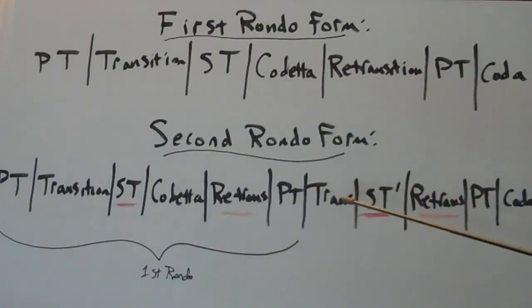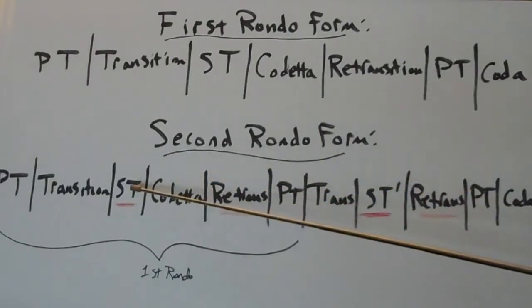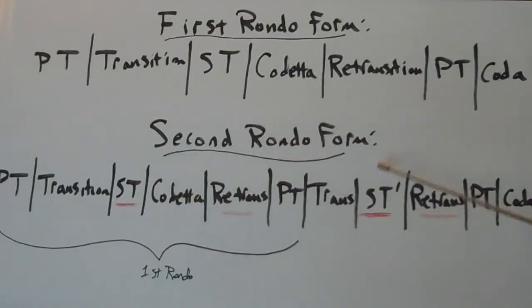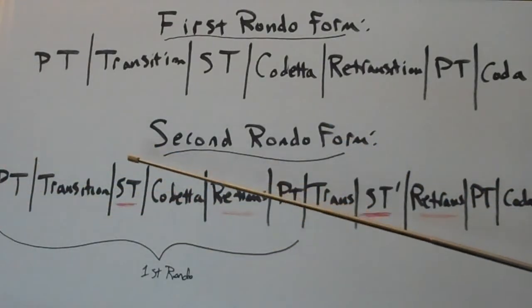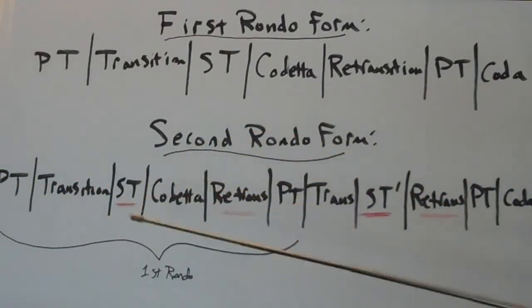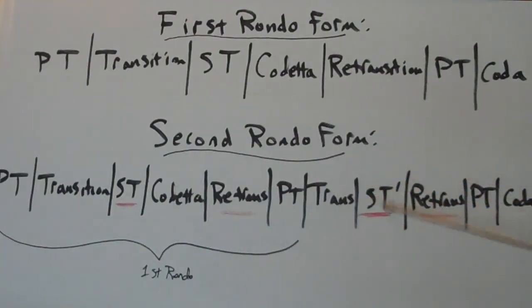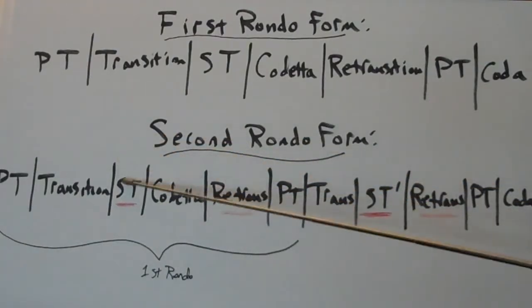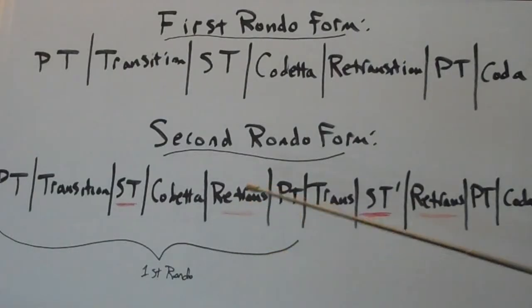Now there's another interesting difference, and that is that there's two subordinate themes, or rather there's a subordinate theme and a subordinate theme prime in the second rondo form, as well as a retransition and then a second retransition. Because of this, the principal theme has to be different not only from the subordinate theme, but both of these themes must allow for enough expansion and variation so that there can be a subordinate theme prime that's quite a bit different from the subordinate theme from the beginning.